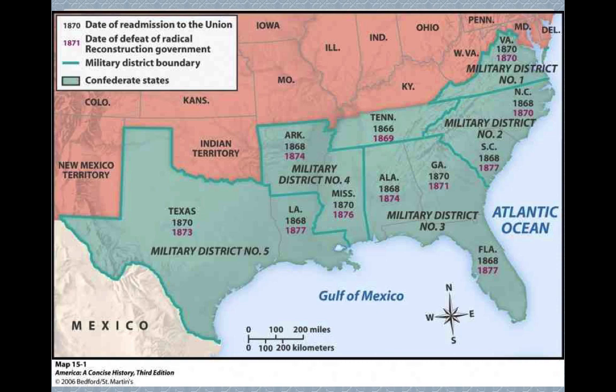You can also see in the red, those are the dates that the radical Reconstruction government is sort of ousted from that area, basically when the constitutions are approved. And you'll notice that the last ones are 1877, and that is when Reconstruction eventually officially ends because all military troops leave the South.